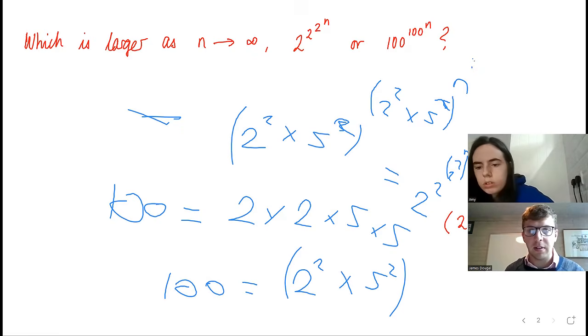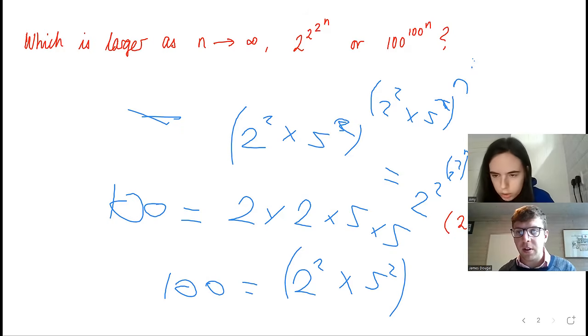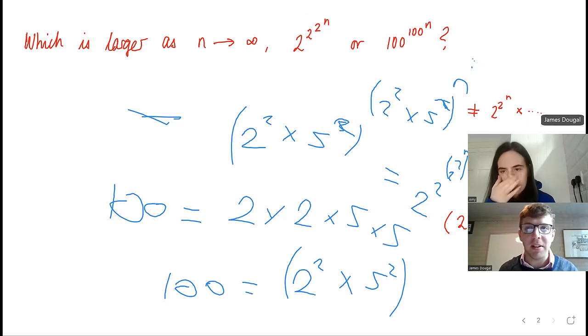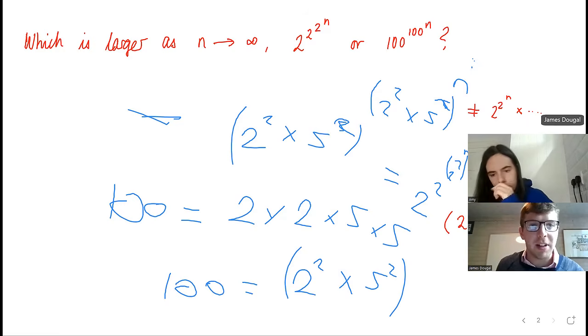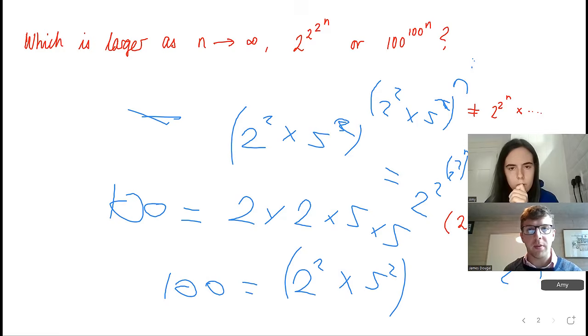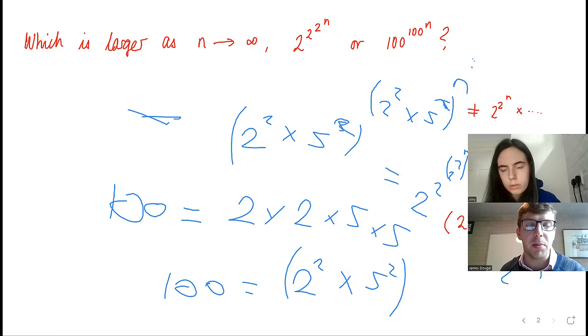We get here 4 to the n. So here this is not equal to 2 to the 2 to the n. Yes, of course, because you multiply it together. So I wonder if that maybe changes your answer at all. So that would be 2 to the 2n. And now, do you have an intuition for which you think is bigger?